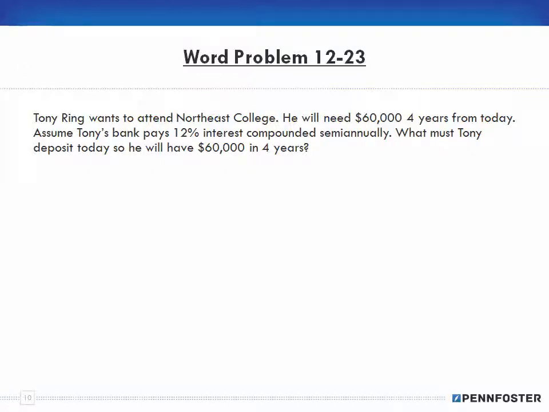Tony Ring wants to attend Northeast College. He will need $60,000 4 years from today. So that's a future value, 4 years from today. So 4 years is the time, and we're going to wonder how much the present value is today. Assume Tony's bank pays 12% interest compounded semi-annually. Remember, that's twice a year. What must Tony deposit today so he will have $60,000 in 4 years?